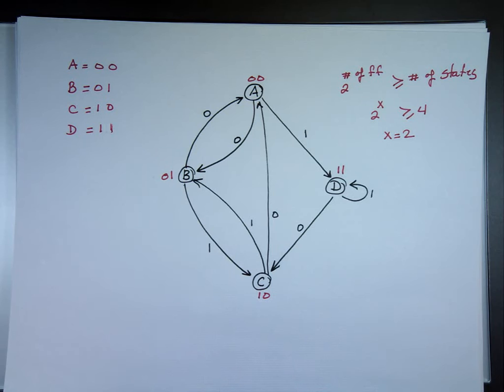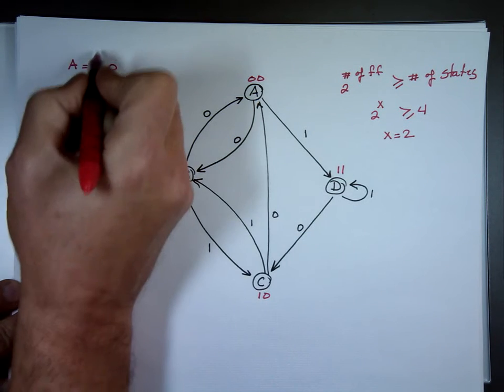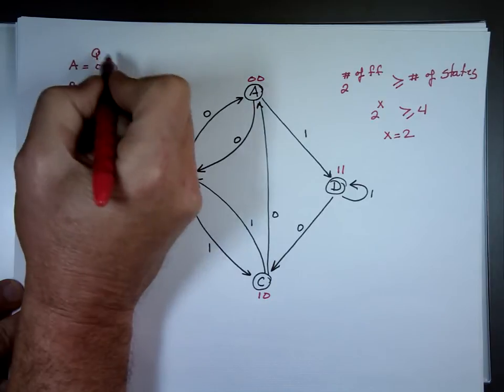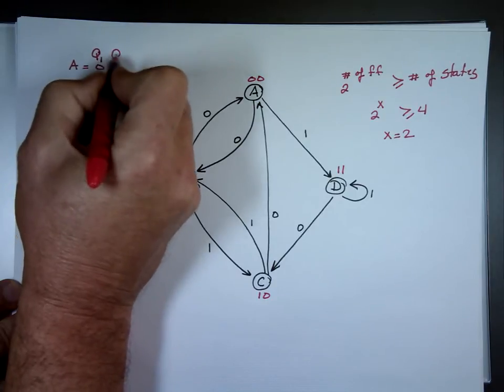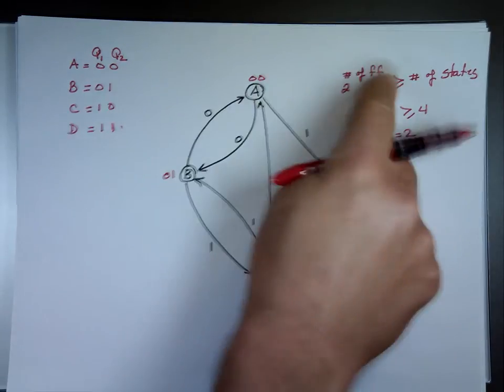Now, I'm going to use Q1 and Q2. I'm going to call this one Q1, the one on the left, and I'll call this Q2. I need to have 2 flip-flops. Number of flip-flops, which says 2.